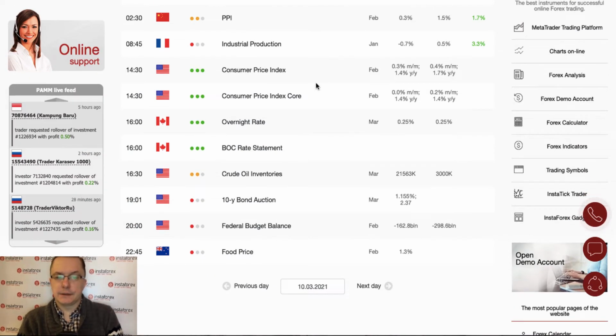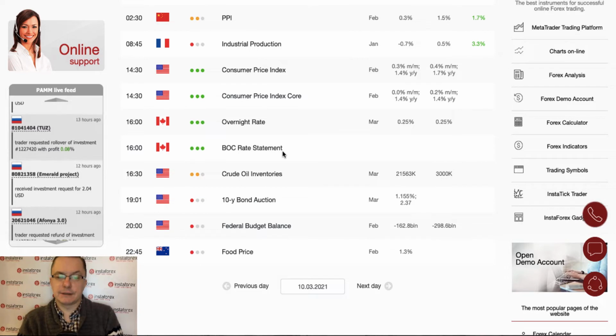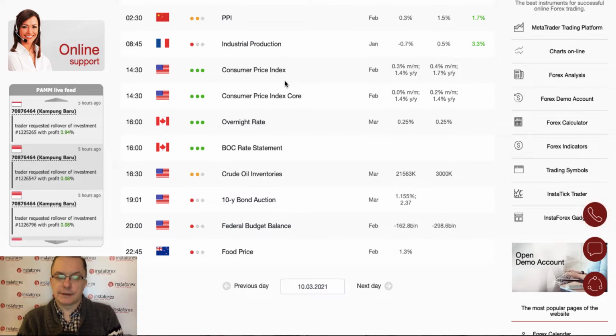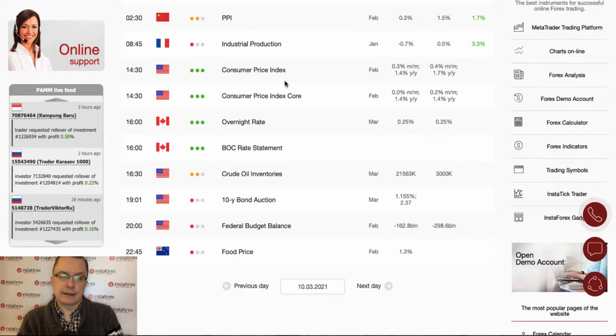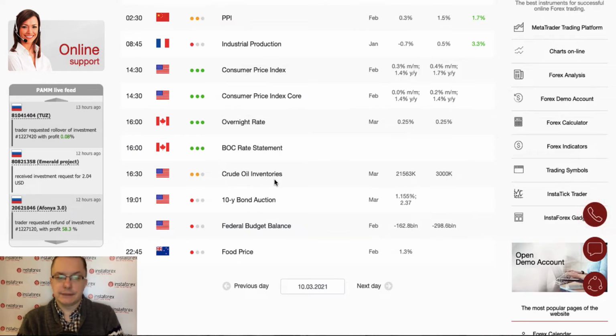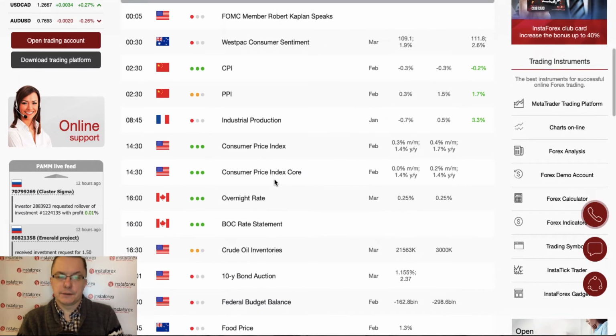The key event of today is the overnight rate and the Bank of Canada rate statement at 4 o'clock p.m. during the New York session. And the other key event is the consumer price index data scheduled for release at 2:30, and of course this data is from the US. Crude oil inventories at 4:30 for all of you crude oil traders will be released today, and basically that's it. That's everything for today's calendar.